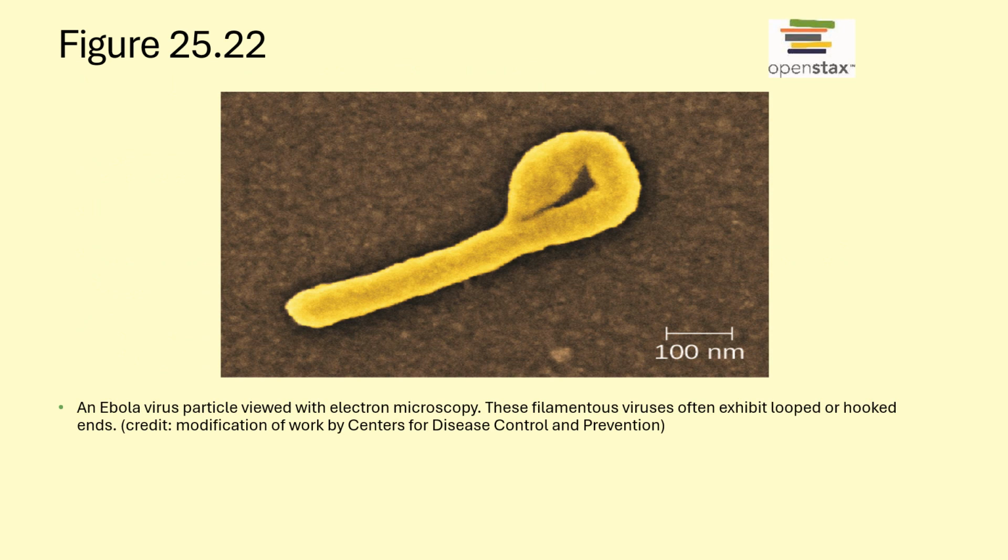This is what the Ebola virus looks like. As always with viruses, remember the only way you're going to see them is with an electron microscope. They often have this little loop, or what's described as a hook, on the end of it. That's classic for Ebola virus.